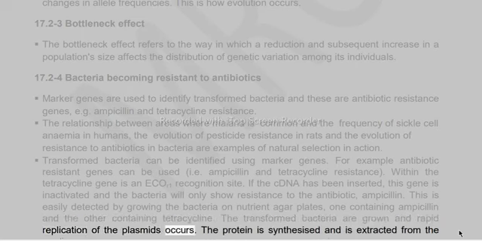Replication of the plasmids occurs. The protein is synthesized and is extracted from the medium.